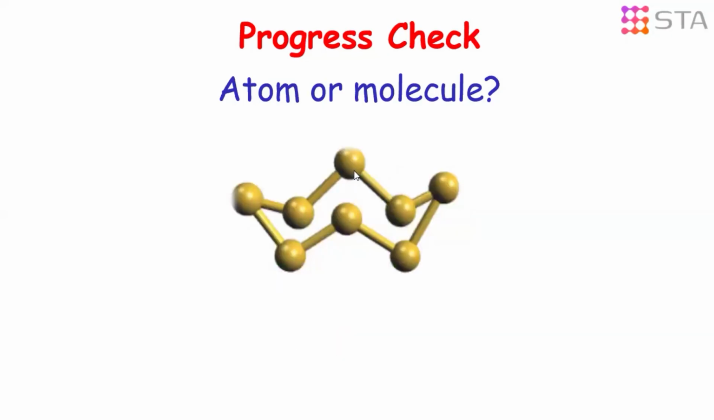Question 3. This particle, we can see, has 8 atoms, and these lines represent chemical bonds. So these atoms are bonded together. So therefore, this now is a molecule, and we can say that this is a molecule made up of 8 atoms.